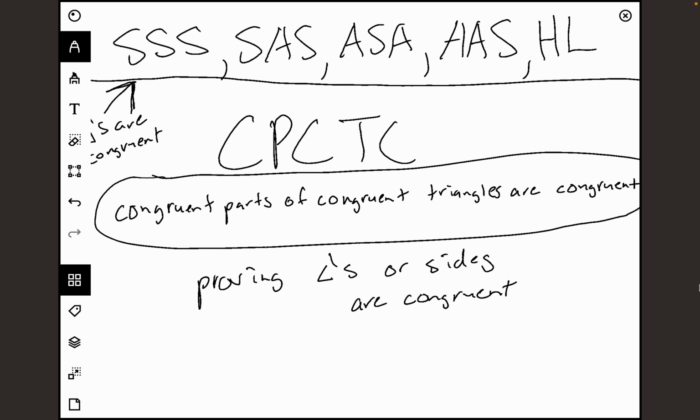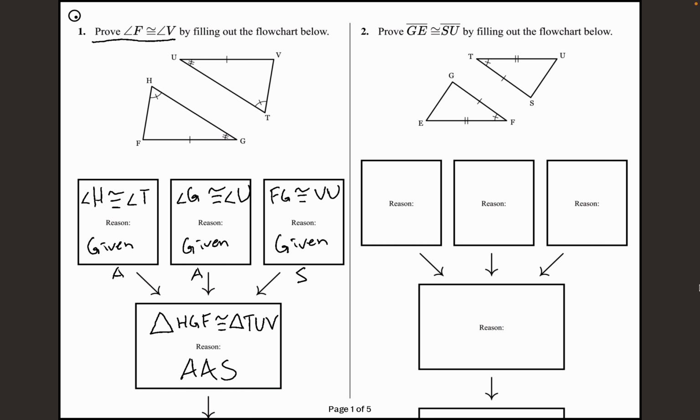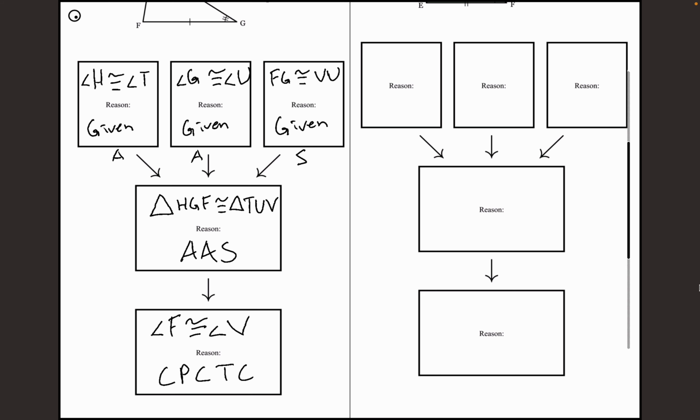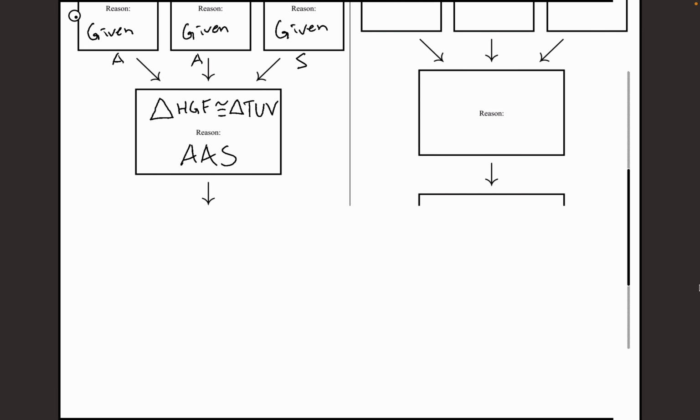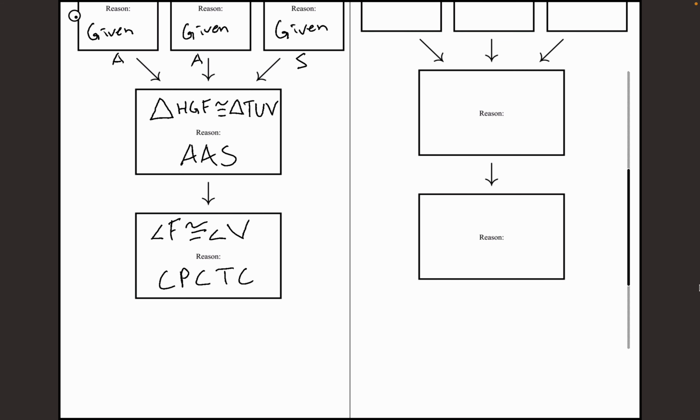Just like I did right here. Look at the very first one. See how I put CPCTC? That's the only difference. So all we're adding is this box. We did all of this Thursday. We're just adding this box. And all it is just putting what you're proving. All right, angle F is congruent to angle V. And the reason is CPCTC. Okay, let's just do one more example.